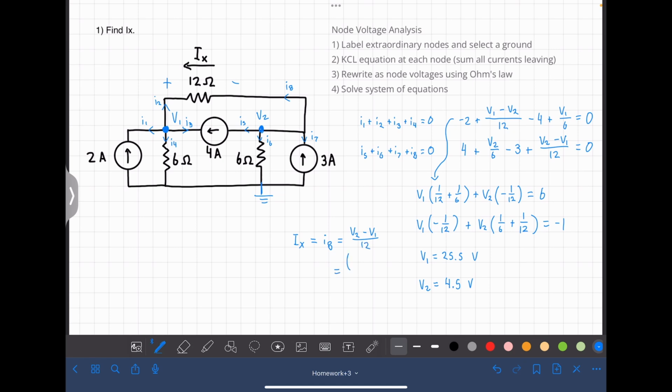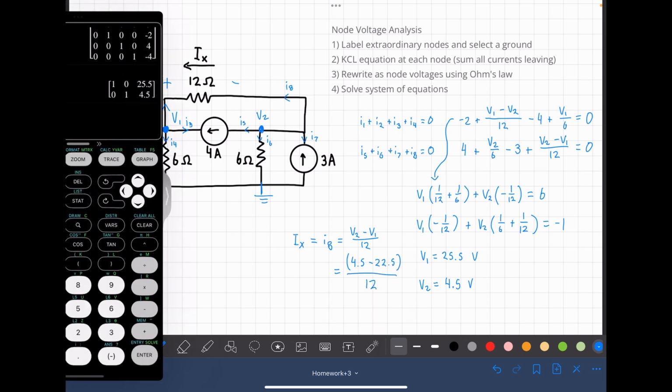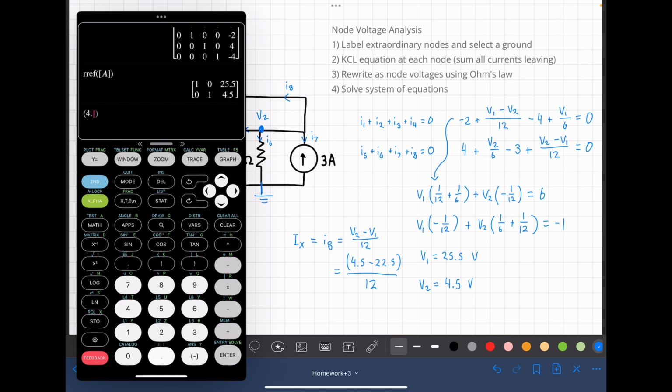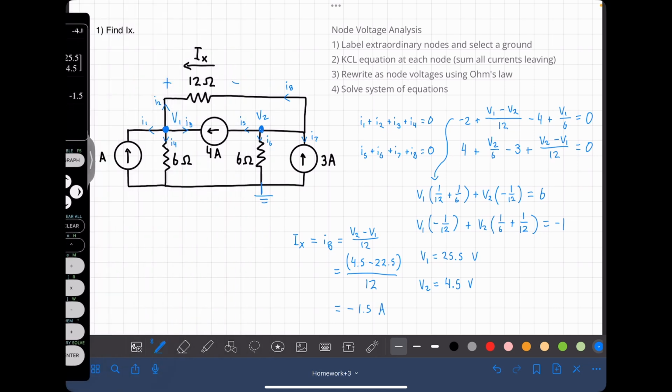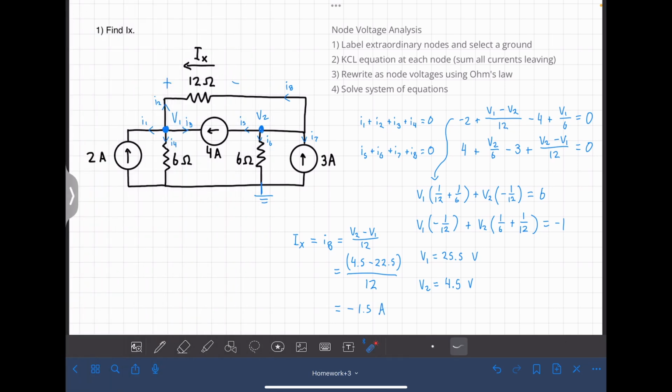So we have 4.5 minus 22.5 all over 12. I really hate math. Let's get the calculator back. That is negative 1.5 amps. The negative sign just means the actual current with reference to Ix is flowing in that direction. So let's box our answer.